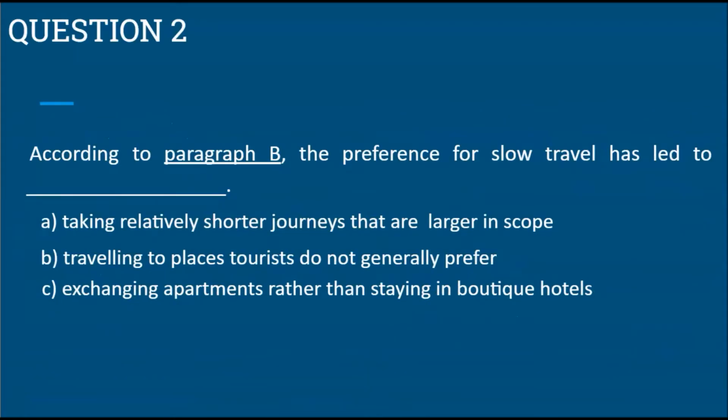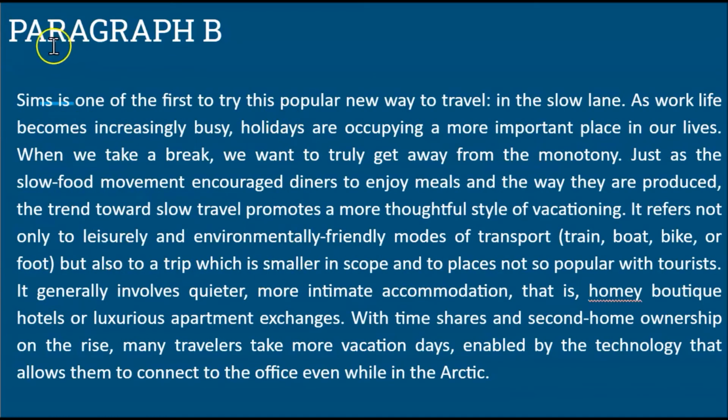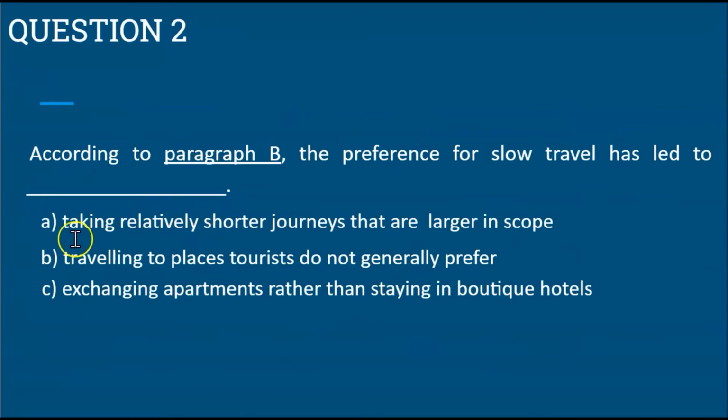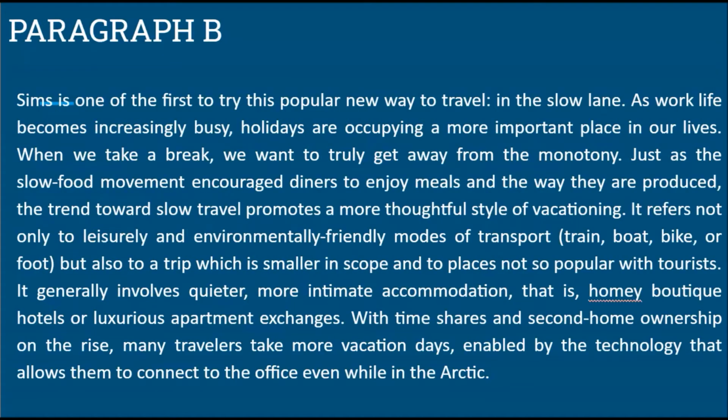Question 2 says, according to paragraph B, the preference for slow travel has led to some. To be able to answer this question, please take notes on these choices. You can now pause the video. Let's go to the second paragraph, that is paragraph B. While carefully reading paragraph B, please remember to take notes on the important points that relate to the multiple choices here. You can now pause the video.